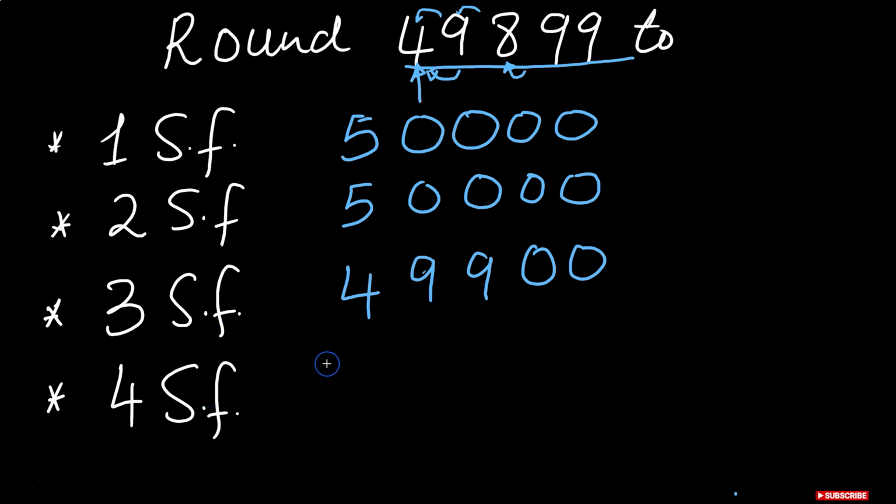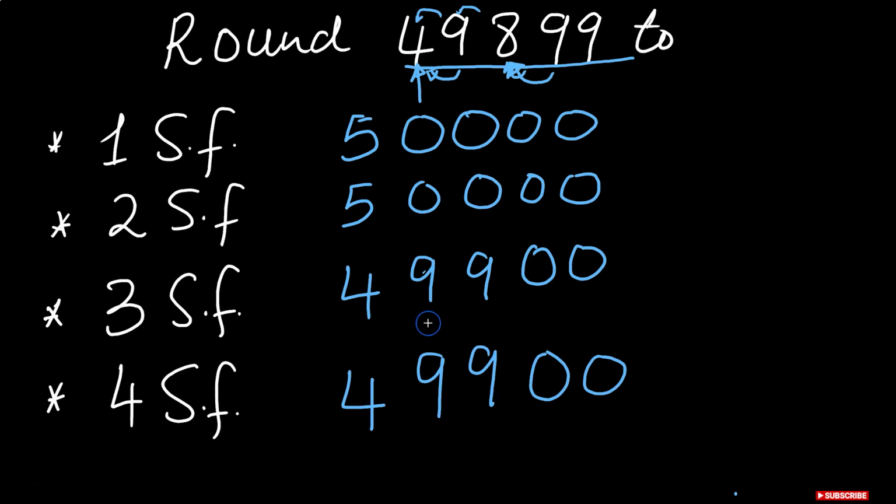And for the last part, we need 4 significant figures. So we count 1, 2, 3, 4. And my next number is 5 or more. Yes. So the 9 needs to become 10. So you don't write 810. No, this 9 makes the 8 go up by 1 number. So then that becomes 0. So the 8 becomes 9. So this is now 49900. Same as 3 significant figures.